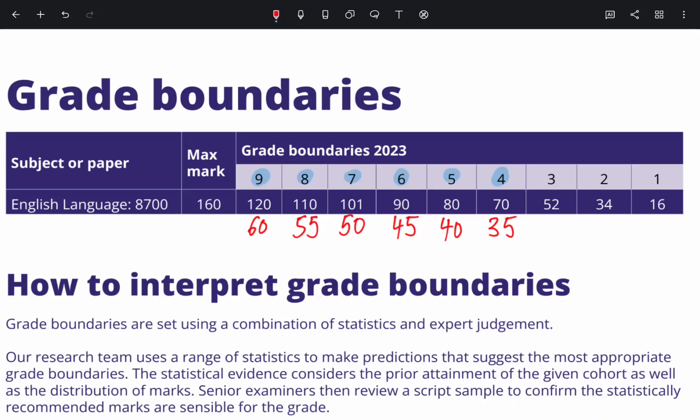Now, what are the grade boundaries going to be like this year in 2024? The honest answer is, we have to wait for paper 2 before we can actually look at it. Could be slightly higher, could be slightly lower. It's all dependent, and we will see how everything plays out. So that's your grade boundaries.